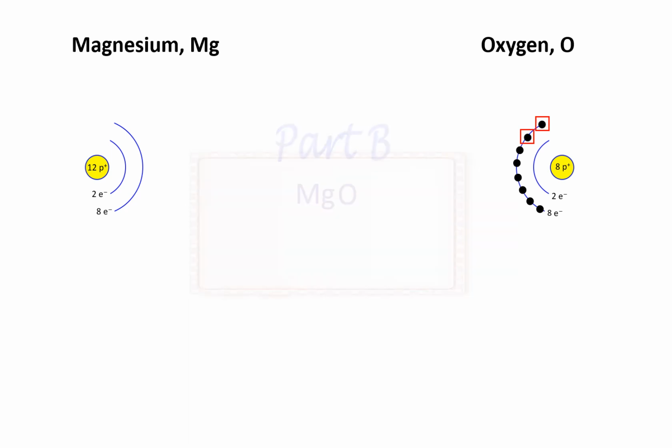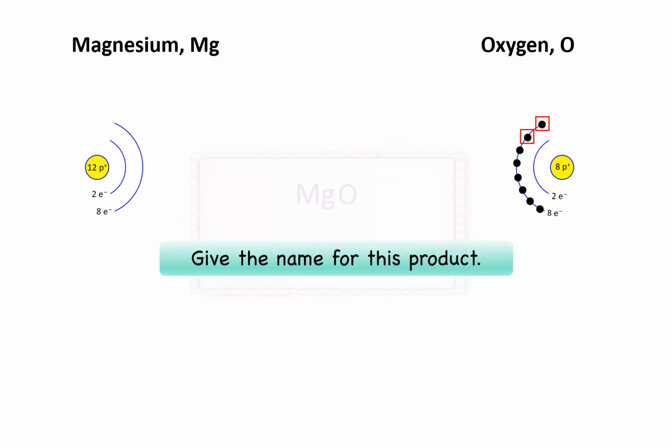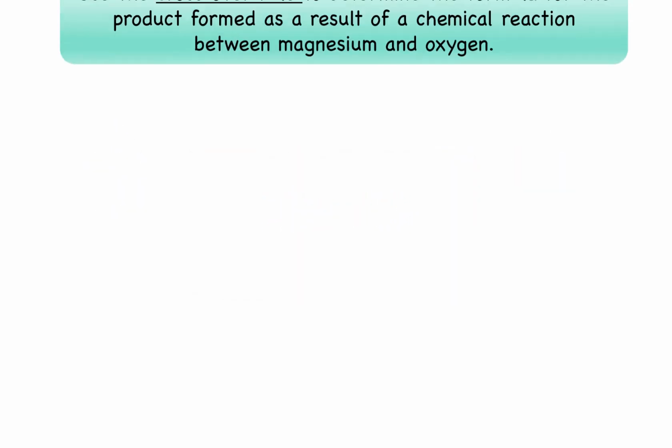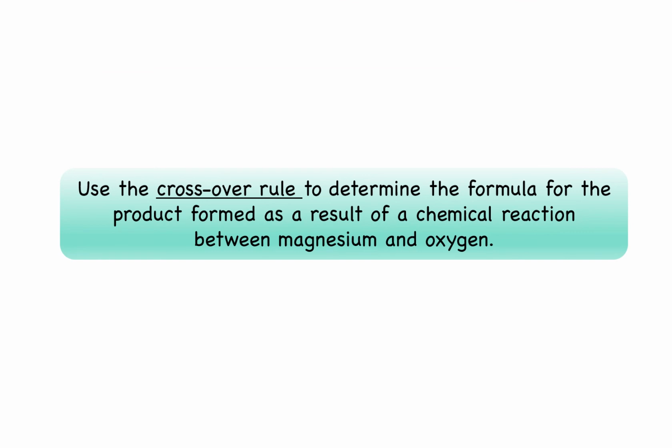Part B. Give the name for this product. The name is magnesium oxide. Part C. Use the crossover rule to determine the formula for the product formed as a result of a chemical reaction between magnesium and oxygen. Are you ready to check your answer?